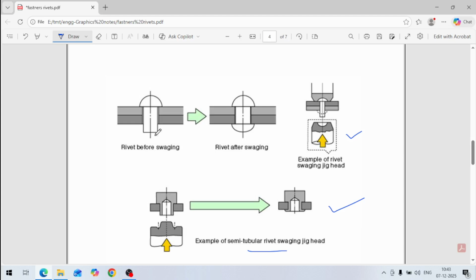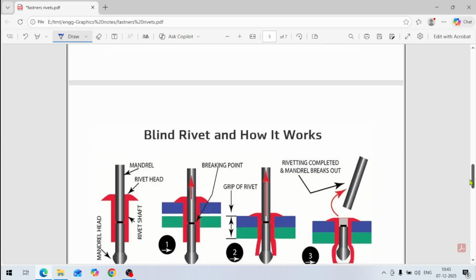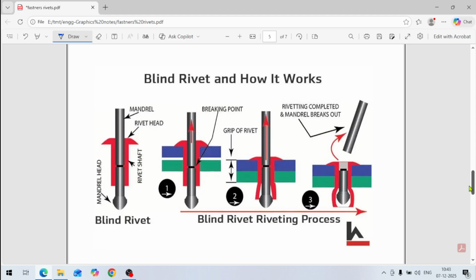Actually, this diameter in the plates is always kept 0.5 to 1 mm bigger than the rivet diameter, and then the rivet is inserted here, and by swedging it takes the shape of the rivet. Okay, so next, this is the blind rivet.